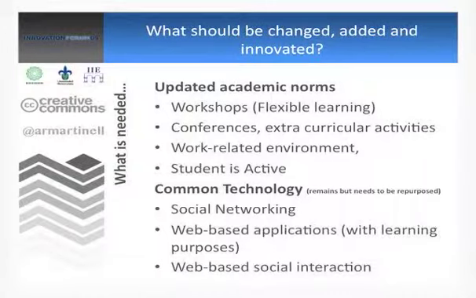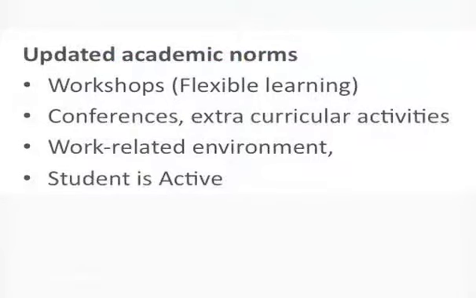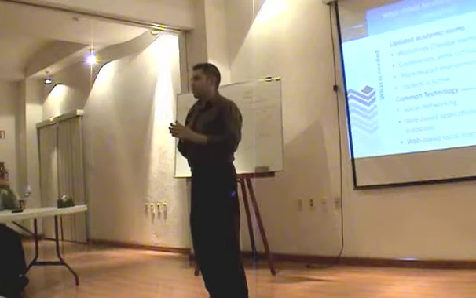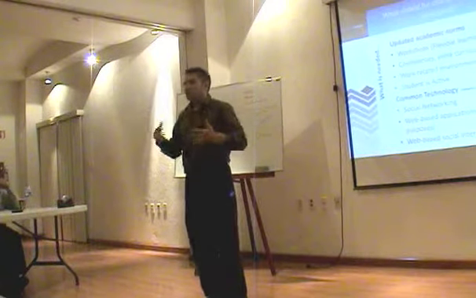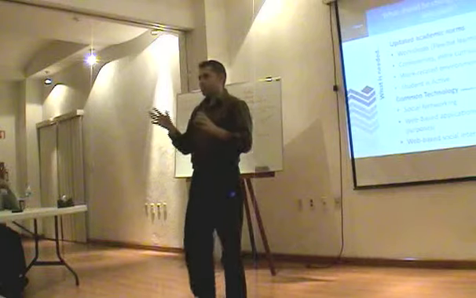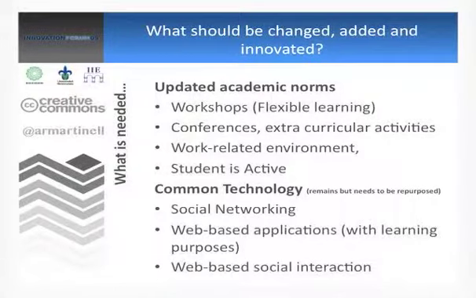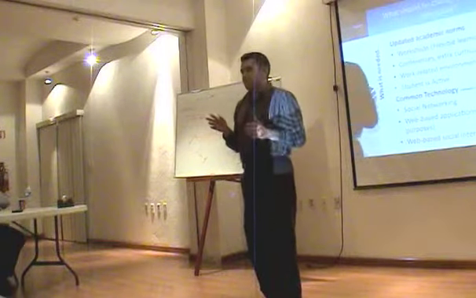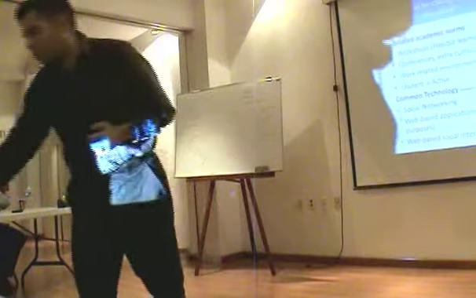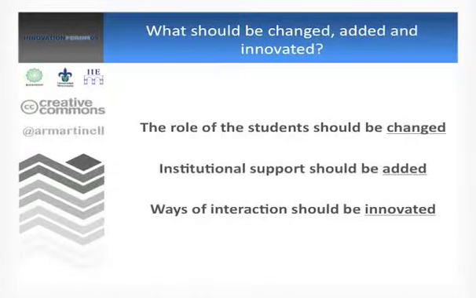What is needed is to update the academic norms instead of making this residential learning and this way of just having, as I am doing now in this model, in a theatrical way, just giving knowledge and students just receiving it. Well, more into a workshop thing, more into students being more active, having students participate in conferences and extracurricular activities, work-related environments, and the students basically have to be active. Technology is the same, but where's this mismatch between what we want and what we are?